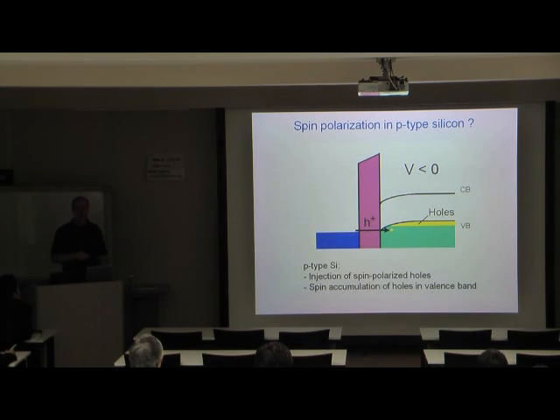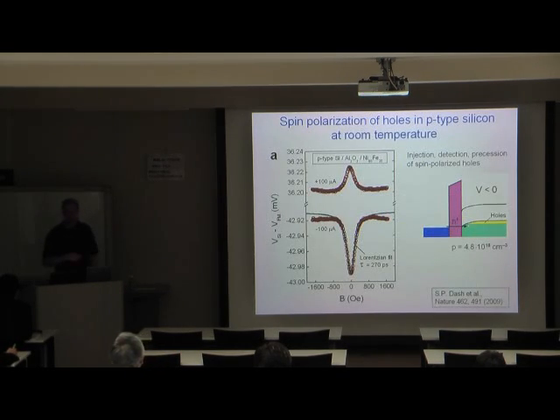Can we do the same in p-type material? That's another question we addressed. In that case, the carriers are in the valence band of the semiconductor. The carriers are holes, and the question is, can we, by spin polarized tunneling from a ferromagnet to the valence band, also introduce a spin polarization of the holes? And in principle, this should work. And of course it does, otherwise I wouldn't have shown this.